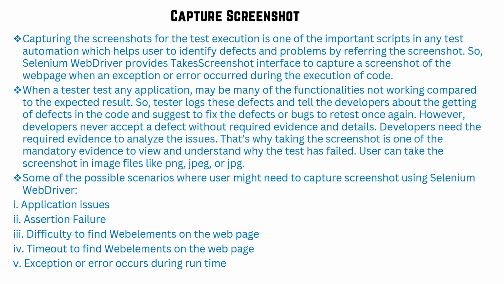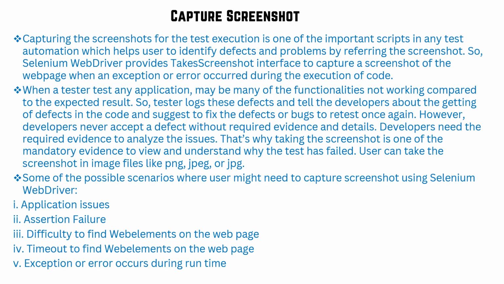However, whenever the developer goes through your defect, they are not able to find any screenshot evidence. Maybe in the background they have fixed it, or maybe they are not able to understand what the problem is without any evidence or without the screenshot. So the developer will not accept a defect without required evidence and details. The developer sometimes needs the required evidence to analyze the issue. That is the reason taking the screenshot is one of the key mandatory evidence to view and understand why the test has failed. The user can take the screenshot in an image file like PNG or JPG.